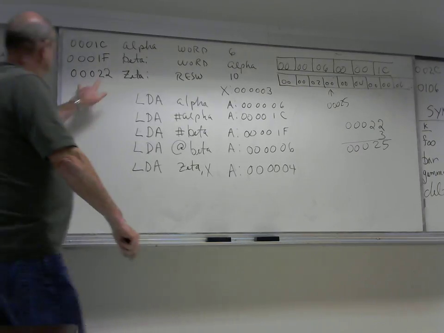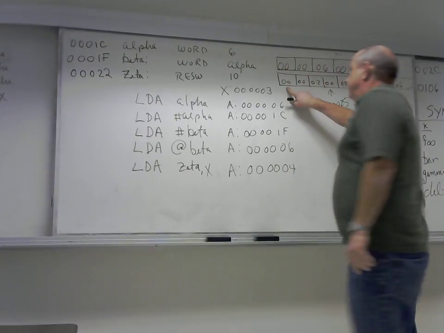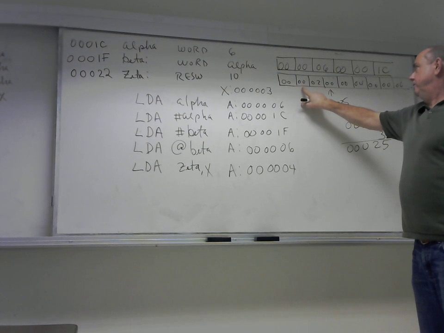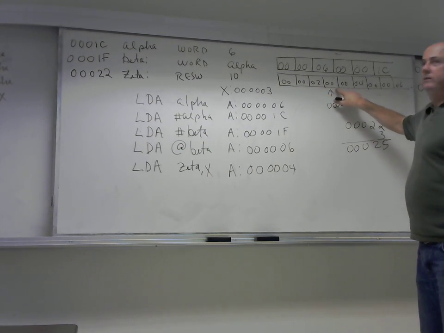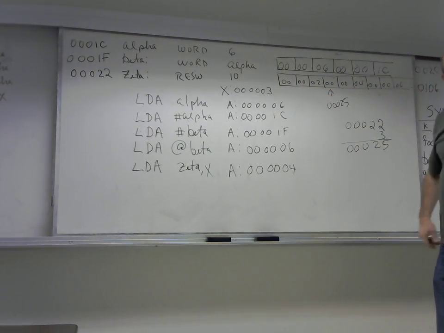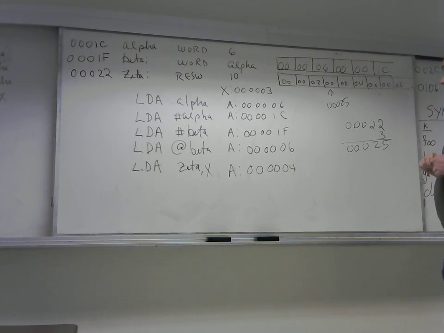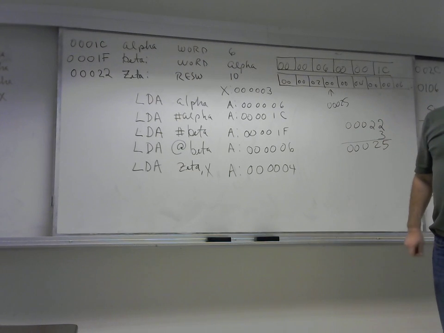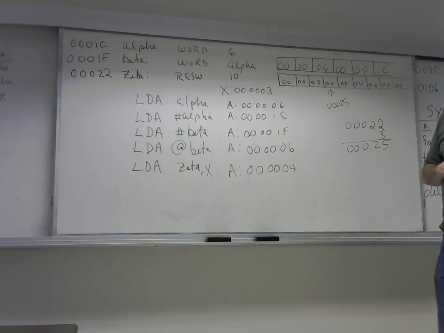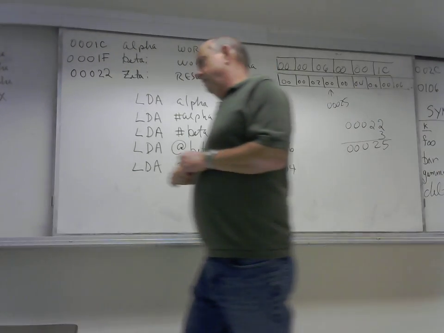Okay, this is 2, 2, zeta. 00022, 23, 24, 25. This actually is easier than many of you want to make it. Yes? Why is that a 4? 00004. I mean, I just made up the content so we could illustrate the addressing mode.